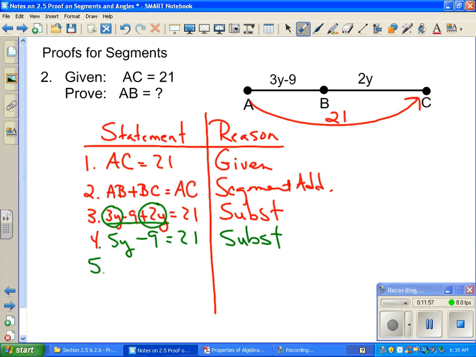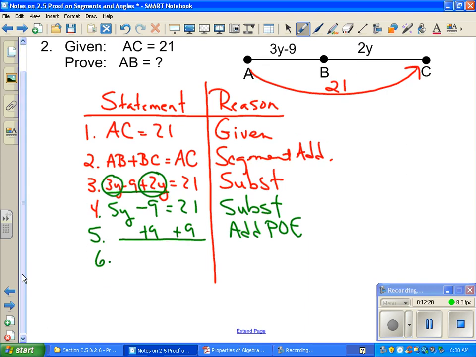So now in step number 5, we need to finish solving this two-step equation that we're very familiar with. We know that we got to do the opposite of the one that doesn't have the letter first. So we're going to add 9. And that makes it addition property of equality because we're adding. And then we add that up. And that allows us to say 5y equals 30. That's substitution. And then we want to show the opposite of multiplying here times this 5 is dividing. So that will be step 7, shows division.